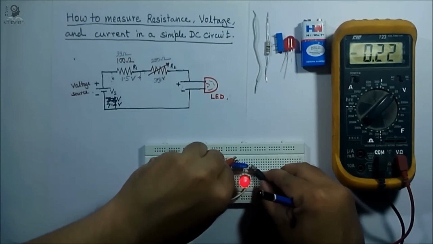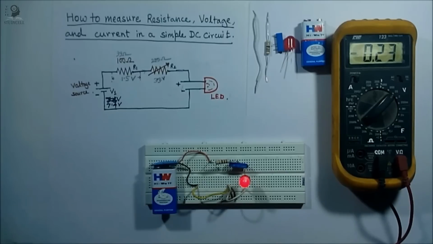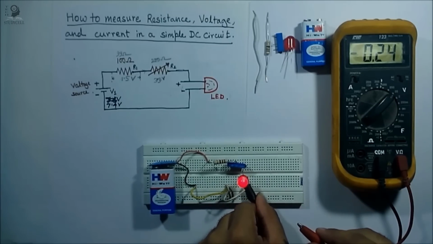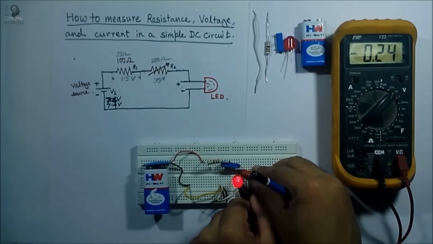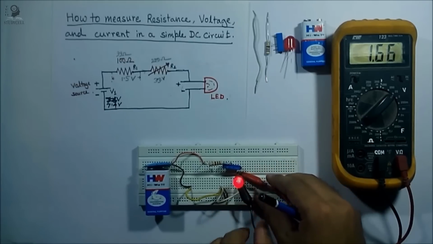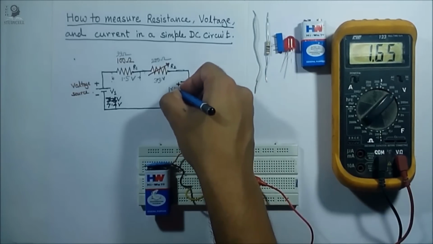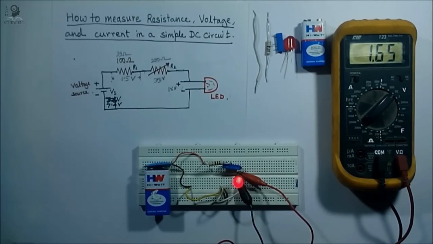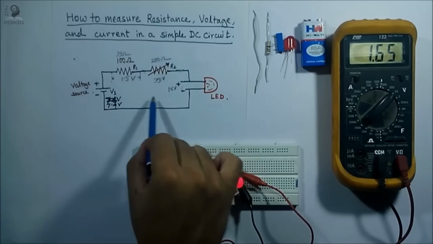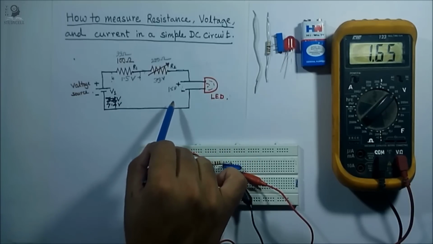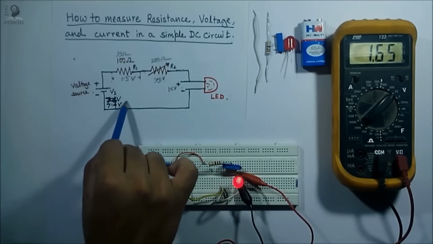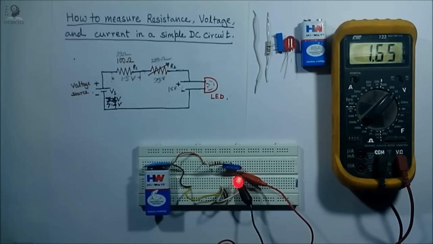Now if we want to measure the voltage drop across the LED, the same method can be followed, connecting both leads across both terminals of the LED. Here it is indicating 1.6 volt. And now if we calculate the total voltage drop of the circuit, it will be approximately equal to the total voltage supplied in the circuit. Thus we can measure the voltage across each component and the total voltage supplied in the circuit.